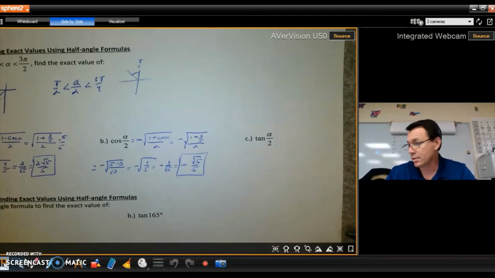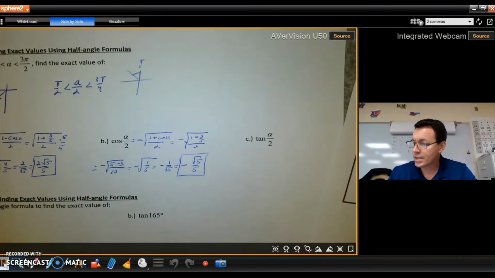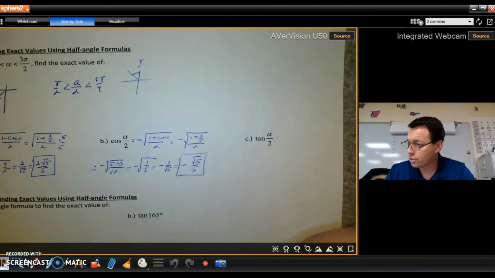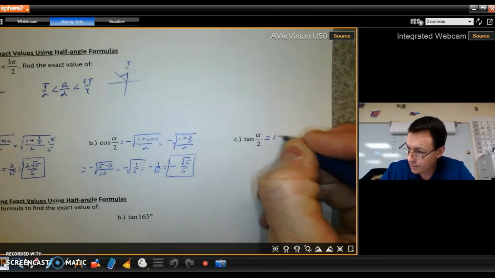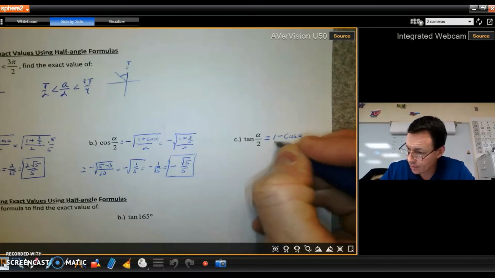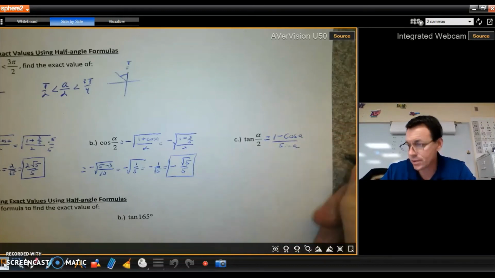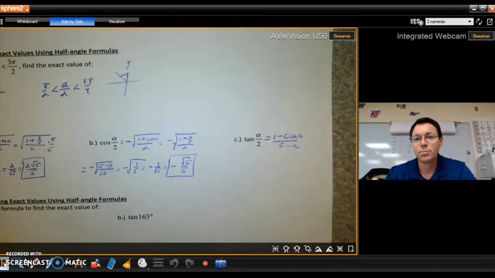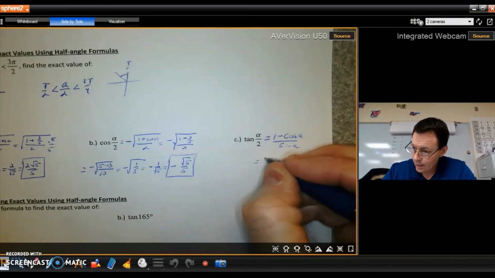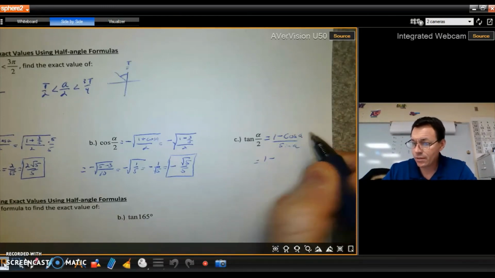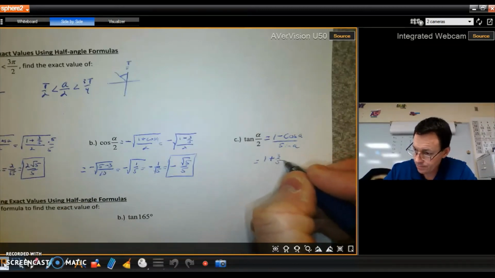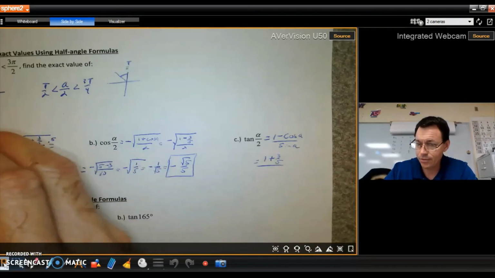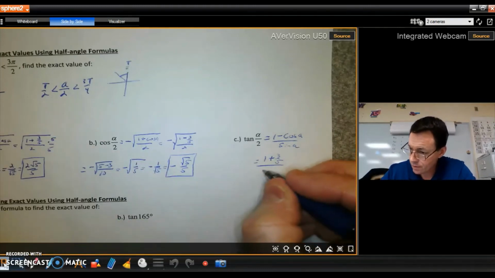Now, the tangent. Remember, the tangent formula that I told you is the easiest to use is this one: 1 minus the cosine of alpha over the sine of alpha. So this one's going to involve two plugins. 1 minus the cosine of alpha, which is -3/5, so this will be +3/5, over the sine of alpha, which will be -4/5.